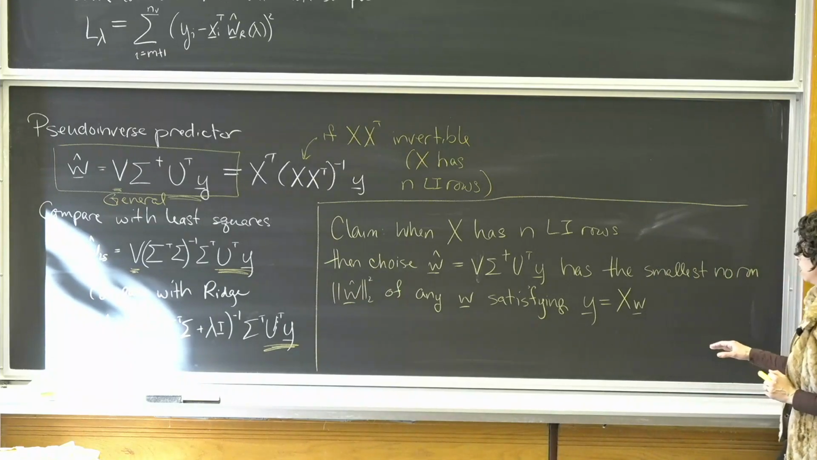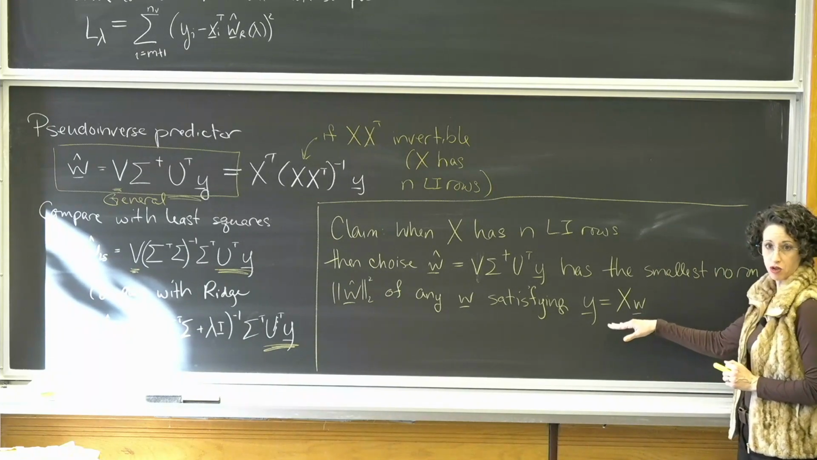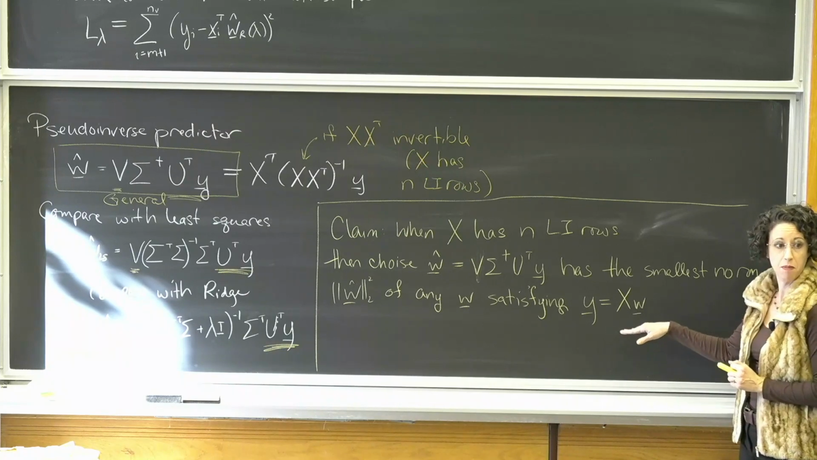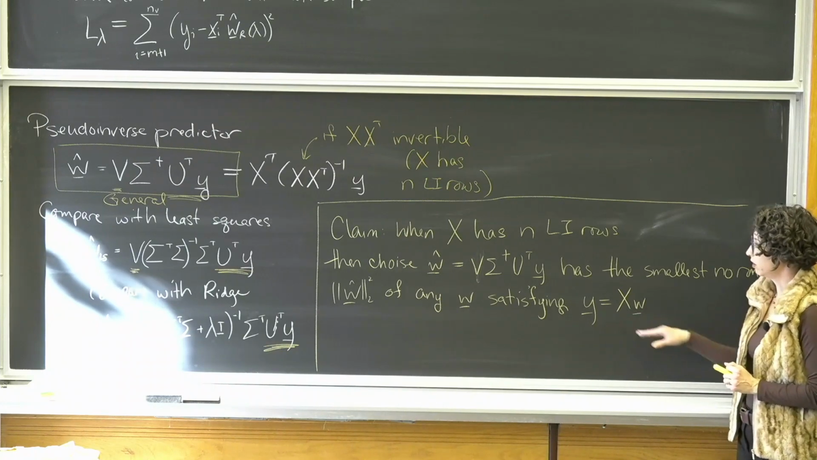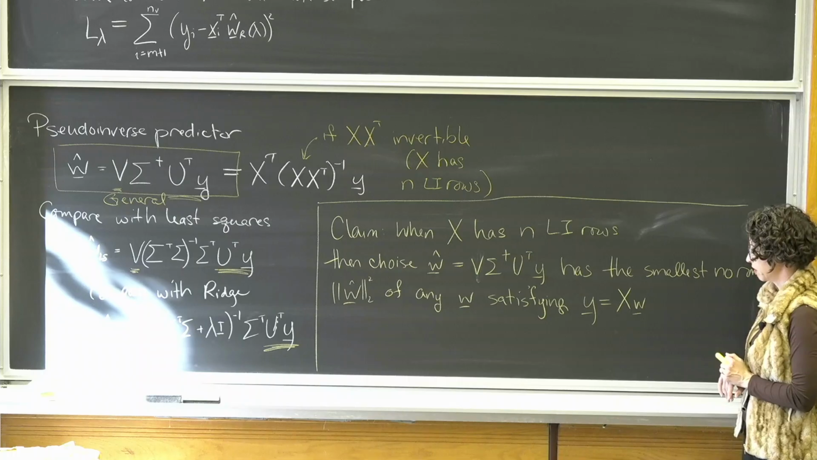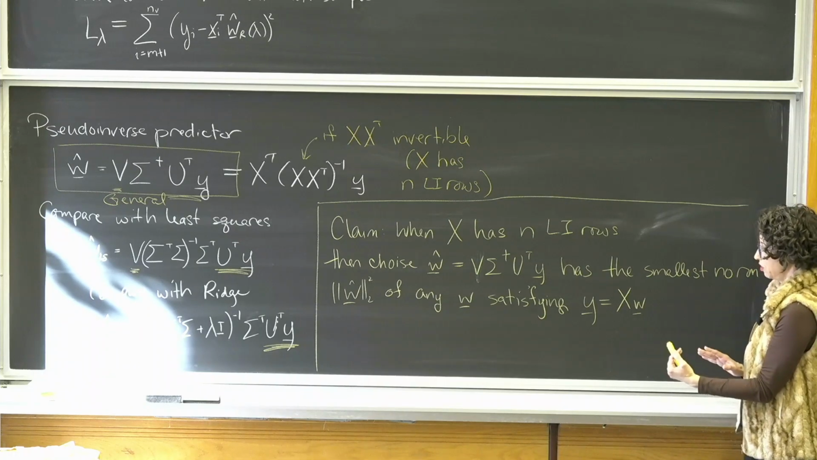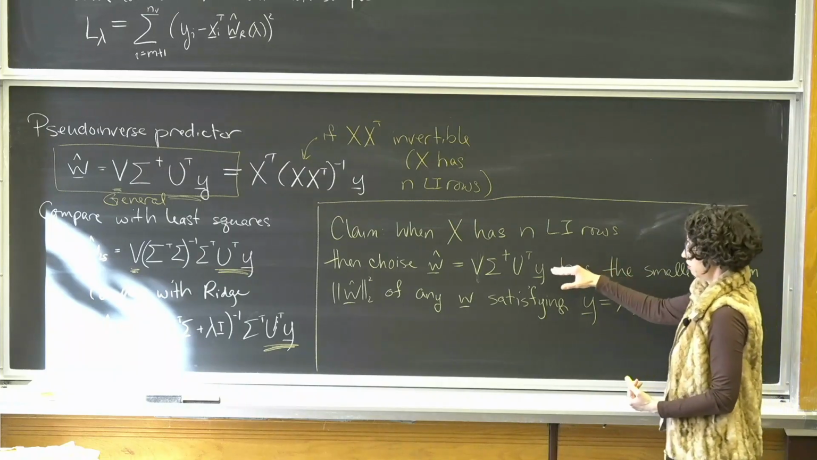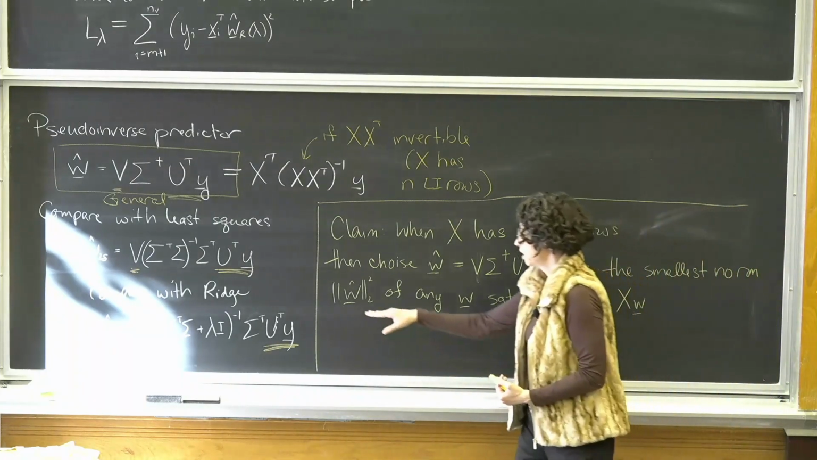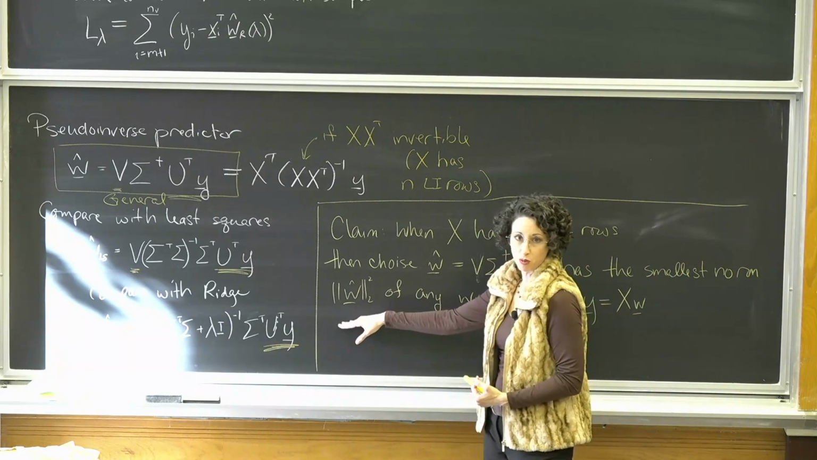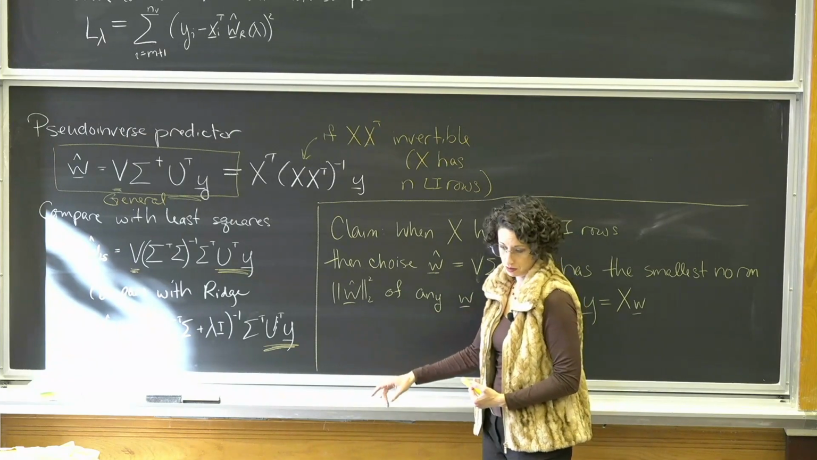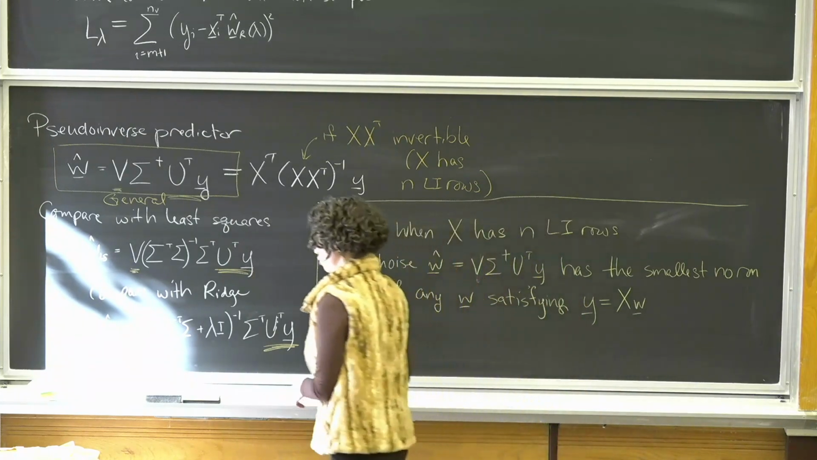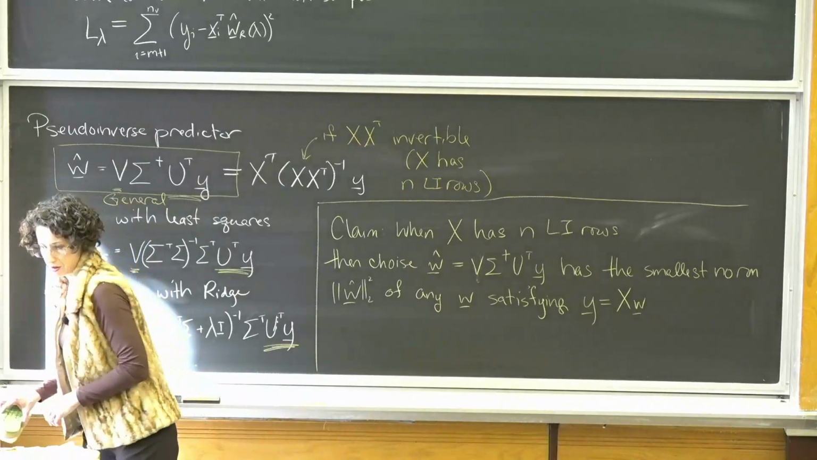So in this setting, where I can fit my training data perfectly, where there are many different weight vectors that can perfectly predict my training labels, of all of those weight vectors that give me perfect predictions, the pseudo-inverse is going to give me the one that has the smallest sum of squared weights. Okay, so let's actually see how to show that.